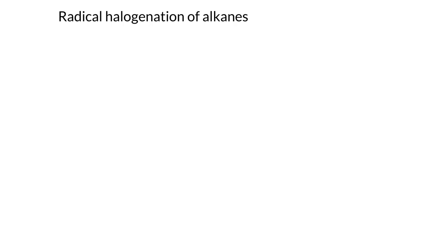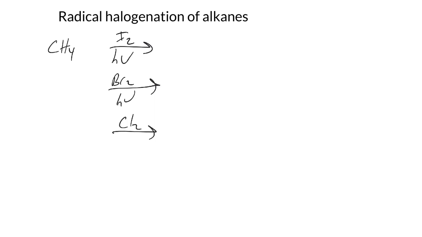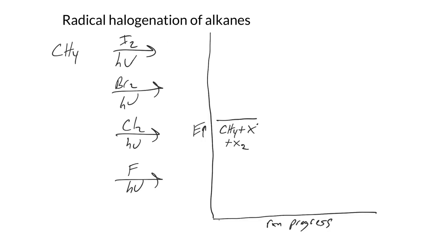All right, in this video we're going to look at radical halogenation and compare what happens. So let's start with methane, and we're going to look at what happens if we react it with iodine and H nu, if we react it with bromine, if we react it with chlorine, and if we react it with fluorine. So in each case, we're going to look at what happens when we react methane with a halogen and a halogen radical. So first, let's look at iodine.